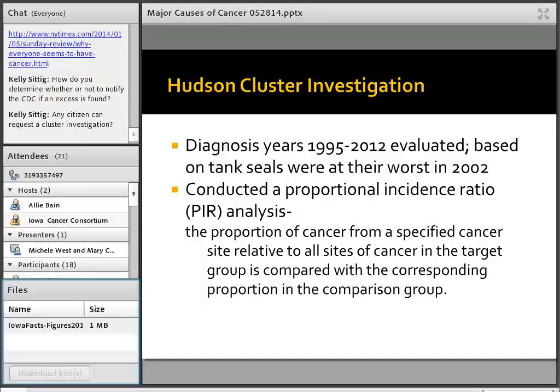We conducted what's called a proportional incidence ratio analysis, and what this does is it looks at the proportion of cancer from a specified cancer site relative to all the other sites of cancer in the target group, and then that is compared with the corresponding proportion in the comparison group. So it's not a real high-tech type analysis, but it's the best we can do because when we're looking at neighborhood areas, we do not have population data for that in order to create an incidence rate. So the proportional incidence ratio is the best that we can do.